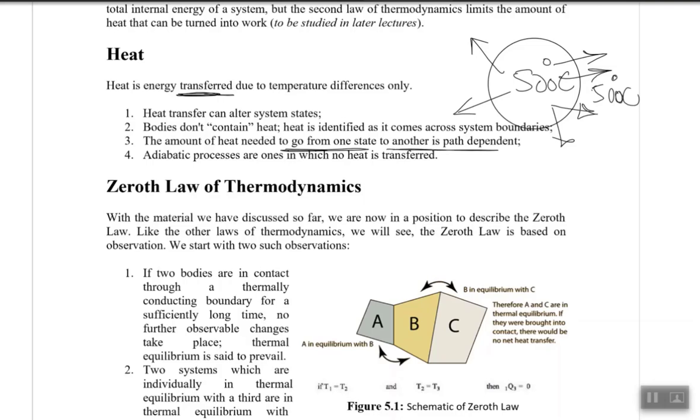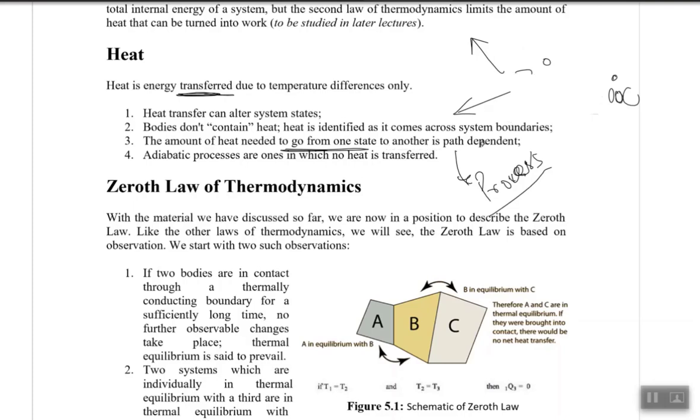If you remember, even at the initial start of this lecture, I said: what is actually the path? Path is what we call a process. What is the process? It is how the system goes from one state to another state. Say the amount of heat going from one state to another state is actually process dependent, or path dependent. Let me have an example.